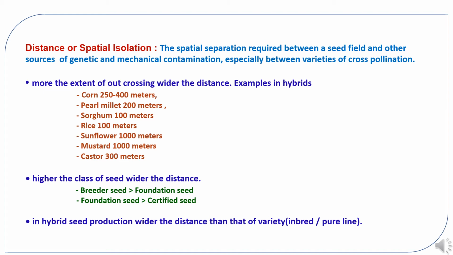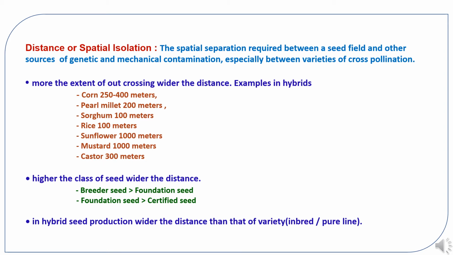In case of corn, generally the isolation distance followed is 250 to 400 meters depending upon the grain color. In case of pearl millet, the isolation distance followed is 200 meters. In case of sorghum, it is 100 meters. In case of hybrid rice seed production, the isolation distance is 100 meters. In case of sunflower, 1000 meters or 1 kilometer is necessary. In case of hybrid mustard, it is 1000 meters or 1 kilometer. And in case of castor hybrid seed production, it is 300 meters.